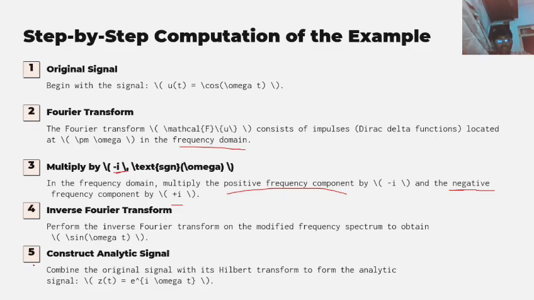Now we add the signal sin omega t, multiplied by j, to cos omega t. We know that the complex number z is equal to cos theta plus j sin theta, which is equal to e power j theta. So from that identity, we get z of t is equal to e power j omega t.